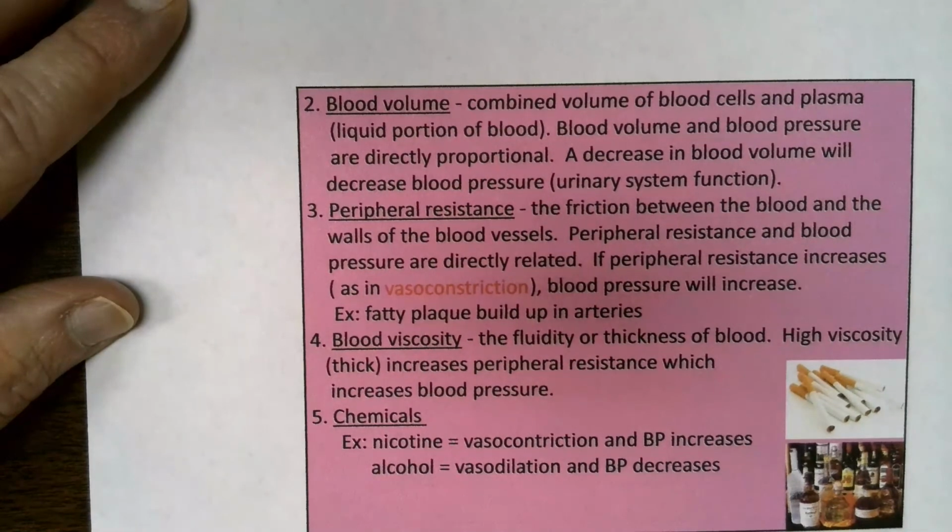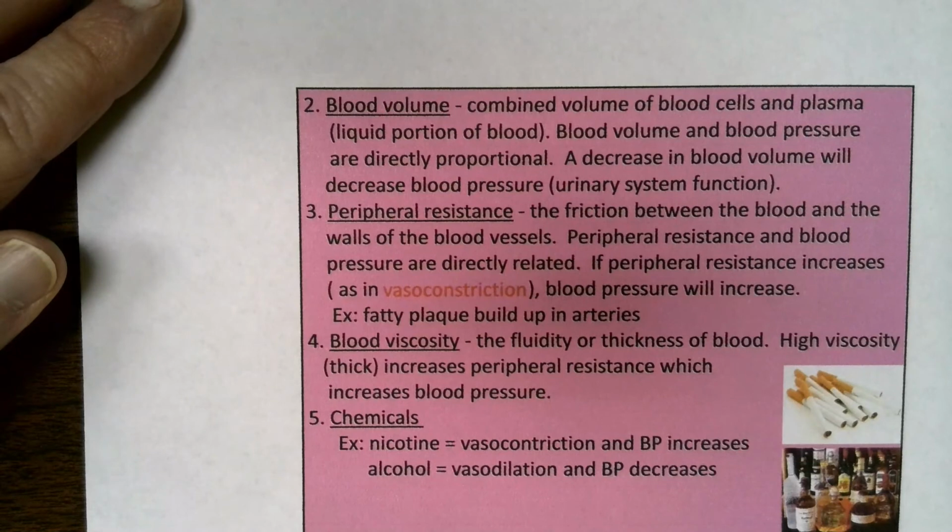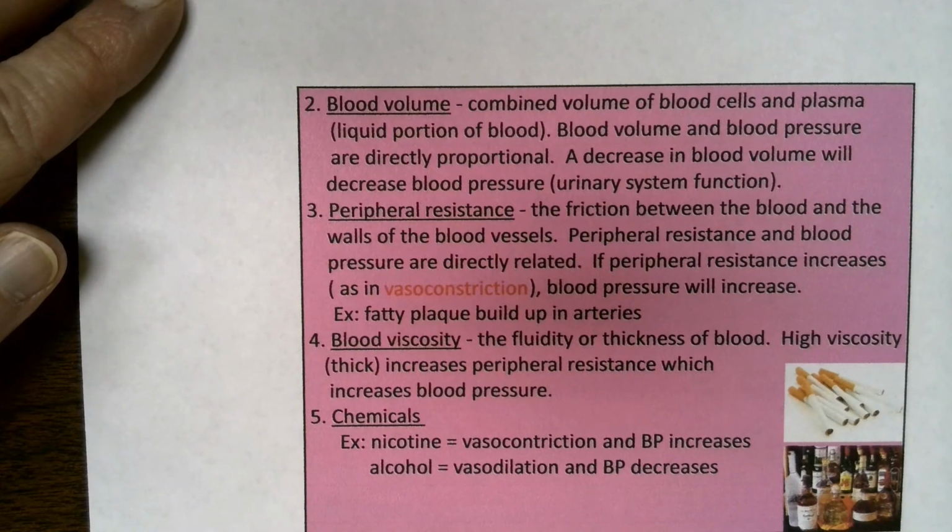So real quick too, if you put a lot of these factors together as far as high blood pressure, peripheral resistance increasing, use of nicotine and alcohol, and fatty plaque buildup, which is what I was talking about as far as the peripheral resistance, again, that could lead to a heart attack. That can lead to hardening of the arteries, atherosclerosis is what that's called.